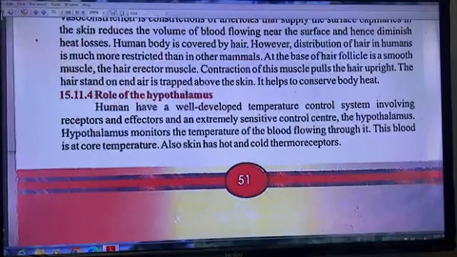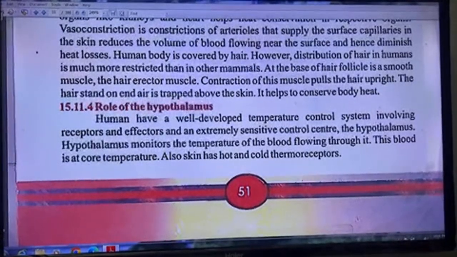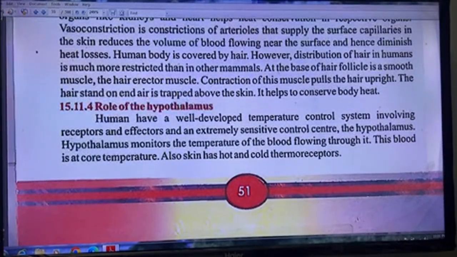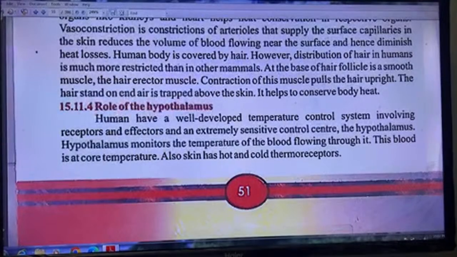Role of the hypothalamus. Humans have a well-developed temperature control system involving receptors and effectors and an extremely sensitive control center. The hypothalamus monitors the temperature of the blood flowing through it. This blood is at core temperature. Also, skin has hot and cold thermoreceptors.